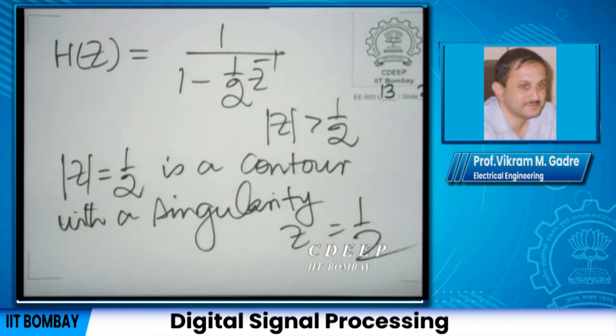You see, at z equal to half, this expression diverges. This expression has no meaning, the denominator becomes 0. That is called a point of singularity, where the expression is unevaluable. Now, you see, when a contour holds a singularity on it, then that contour cannot be in the region of convergence. A contour which hosts a singularity cannot be in the region of convergence.